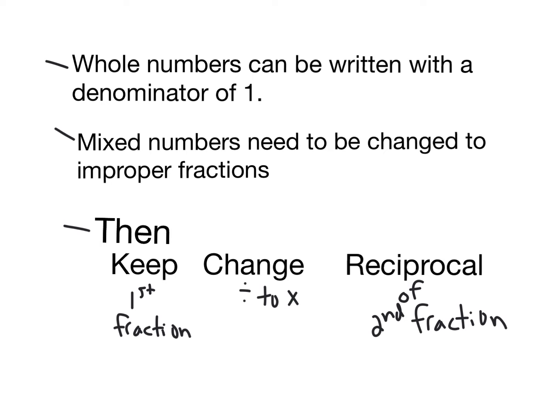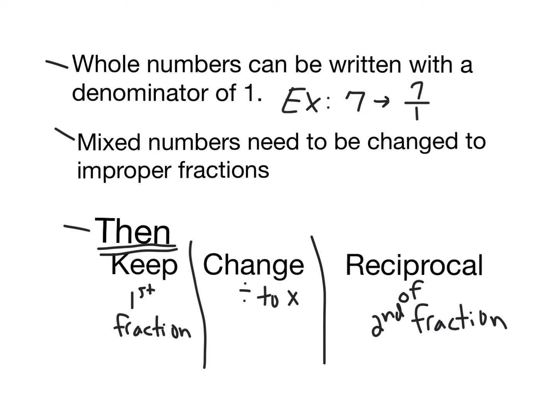So a couple of things to consider. One thing is if you have a whole number, you can write it with a denominator of 1. So for example, if you have 7, you can write that as 7/1. As we just mentioned, mixed numbers are going to need to be changed to improper fractions. And then, after you've done those things, then we're going to change reciprocal. So keep the first fraction, change the division to multiplication, and take the reciprocal of the second fraction.